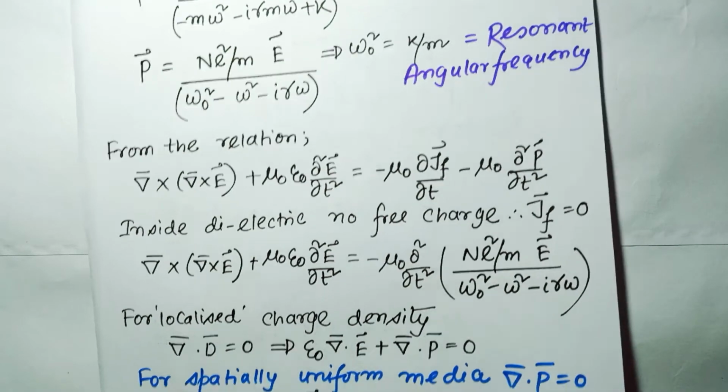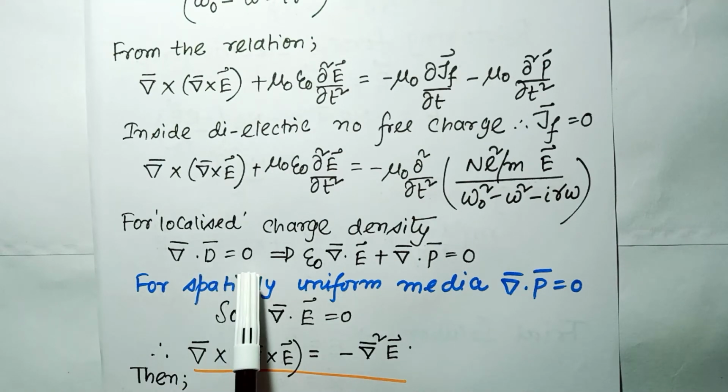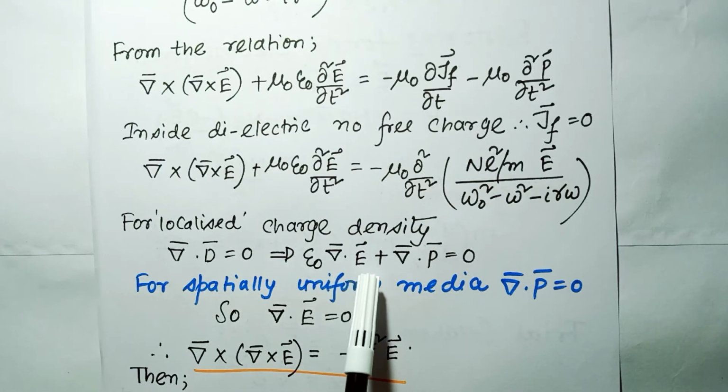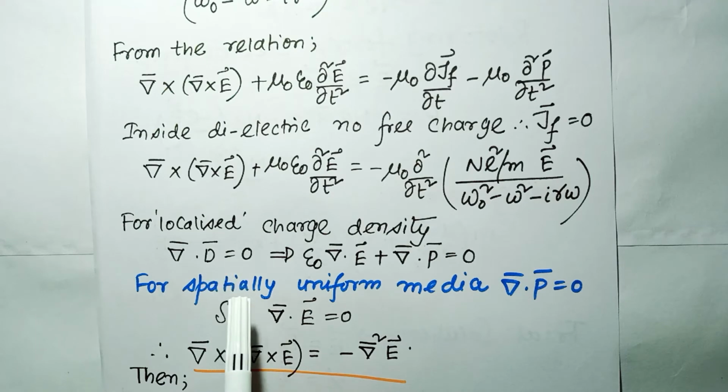So now you can see for some localized charge density we have the divergence of D is equal to rho f. So rho f is equal to 0. It means epsilon naught divergence of E plus divergence of P is equal to 0, because in this relation I have put that D is equal to epsilon naught E plus P.